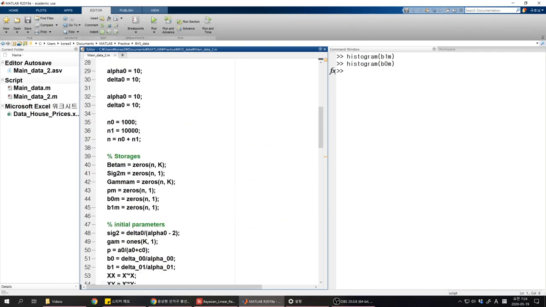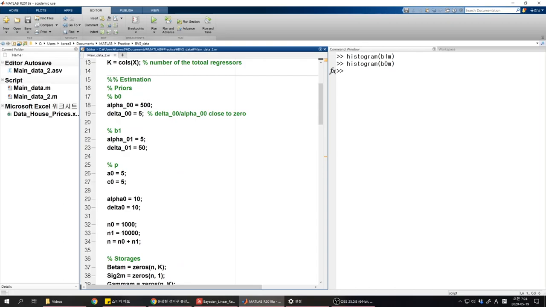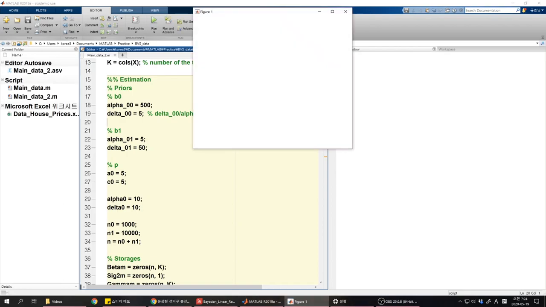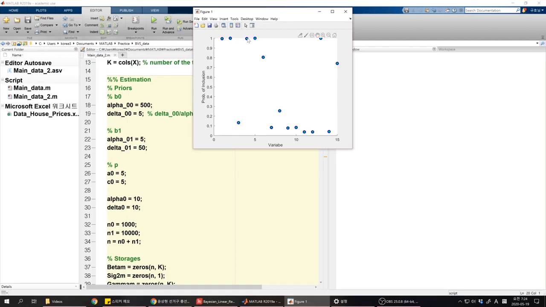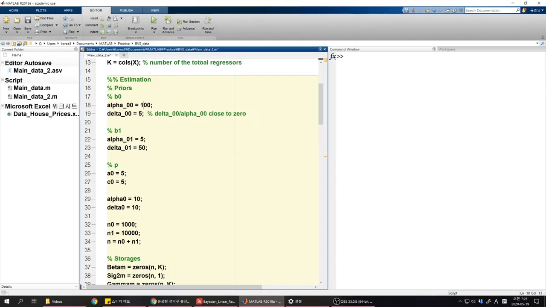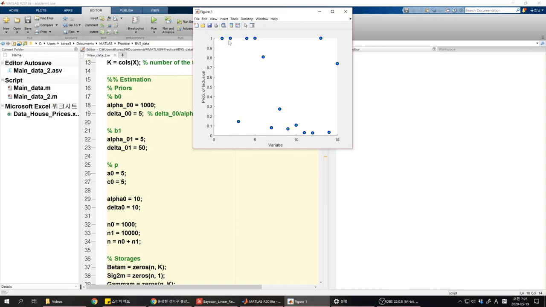And then let's try some sensitivity test. The key hyperparameters here are the hyperparameters for B0: alpha 00 and delta 00. Let me run this again. So how many important regressors? 1, 2, 3, 4, 5, 6, 7. Yes, we have 7 important regressors, roughly speaking. Let me change to 1,000. Still 7, quite similar, right?